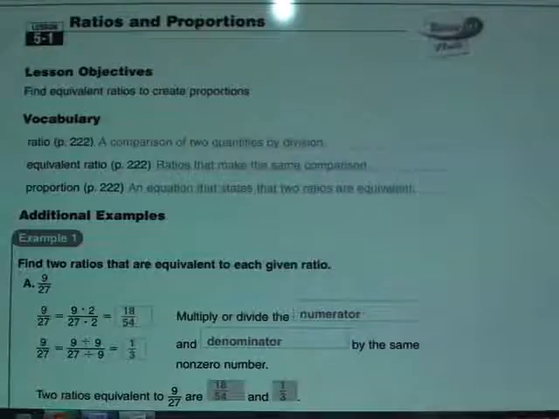Again, a ratio is a comparison of two quantities by division. Equivalent ratios are ratios that name the same comparison. And a proportion is an equation that states that two ratios are equivalent.